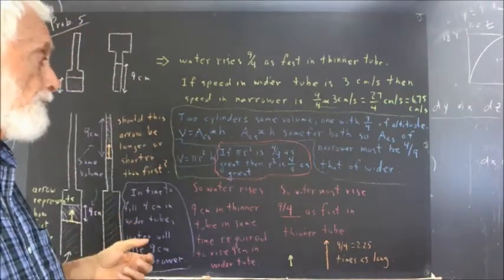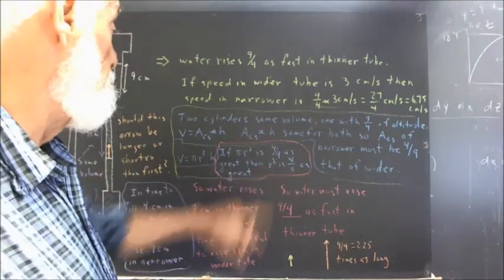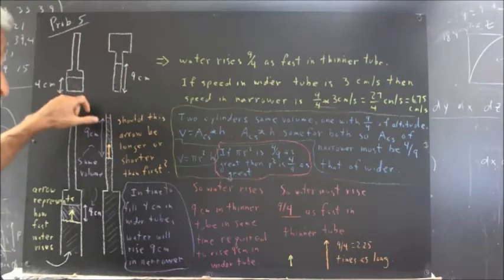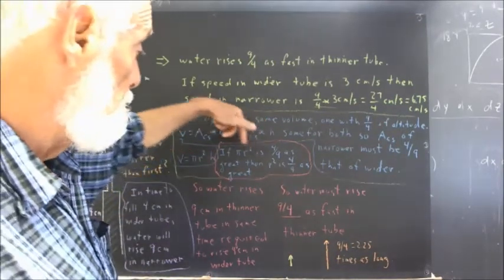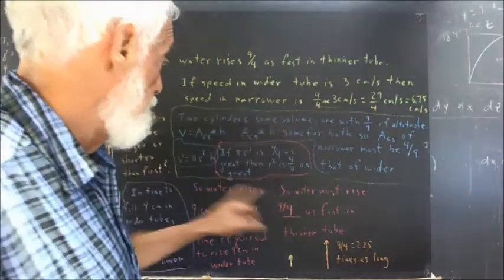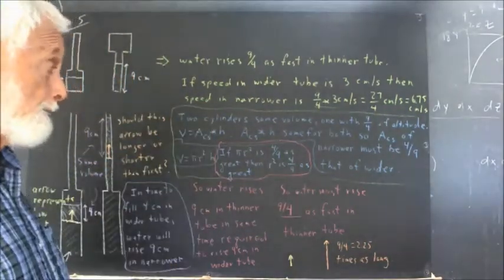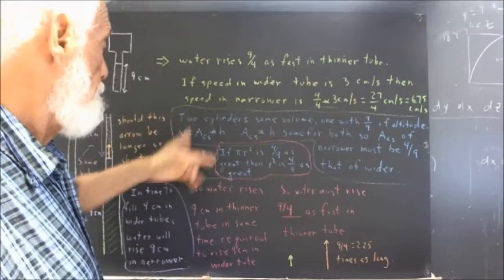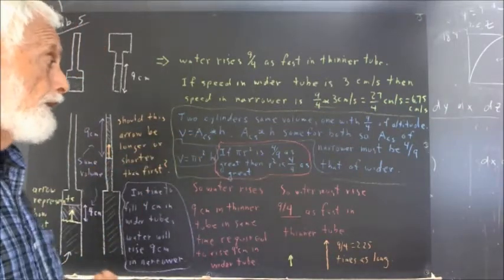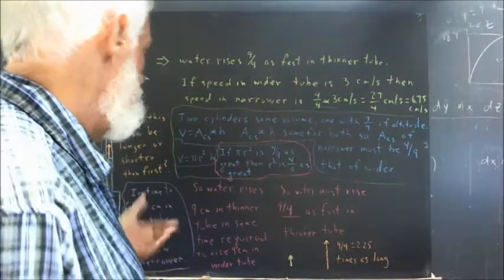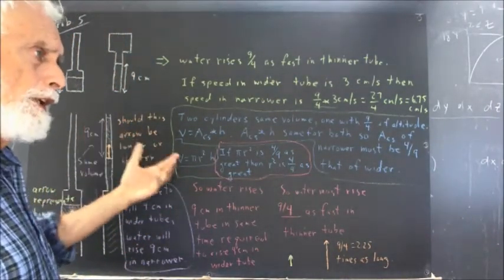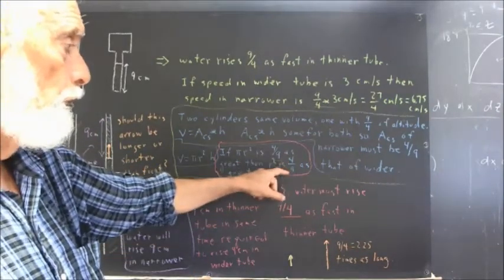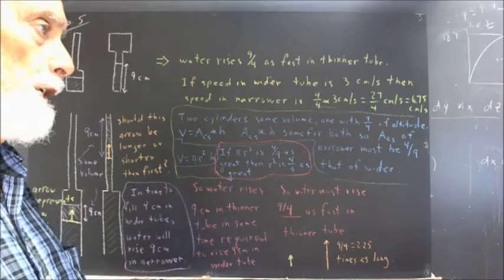In any case, if pi r squared is 4/9 as great, which is the case for the thinner cylinder versus the thicker, then r squared has to be 4/9 as great. Pi is the same for both cylinders that we're comparing. It's only the r squared that determines the ratio of the cross-sectional areas. If r squared is 4/9 as great, then what's the ratio of the radii? The squared radii are in a ratio of 4/9. What's the ratio for the radii?